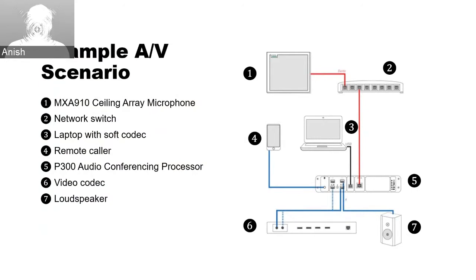The switch is connected to a P300 audio conferencing processor, which is connected to the AV device and providing DSP processing as well. A laptop is also connected to the P300, which is running a video conferencing web app with a soft codec. An optional 3.5 mm connection is available on the P300 DSP mixer, in case you want to connect to a remote caller. All these signals are processed and connected to the video conferencing codec and loudspeaker for in-room reinforcement.